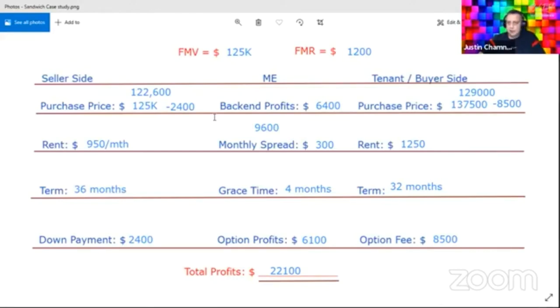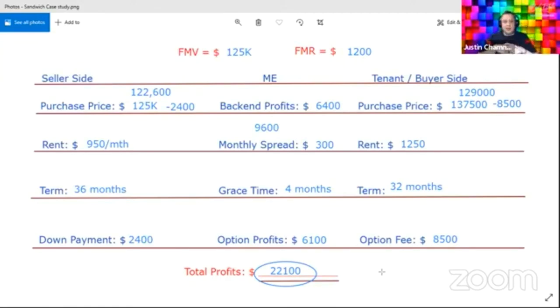$22,100. What do you guys think about that? Woo! I put $6,100 in my pocket today. I'm going to collect just under 10 grand from the guy over the next 2.5 years. And then when he buys, I'm going to get another $6,400 check. Is that deal worth doing?